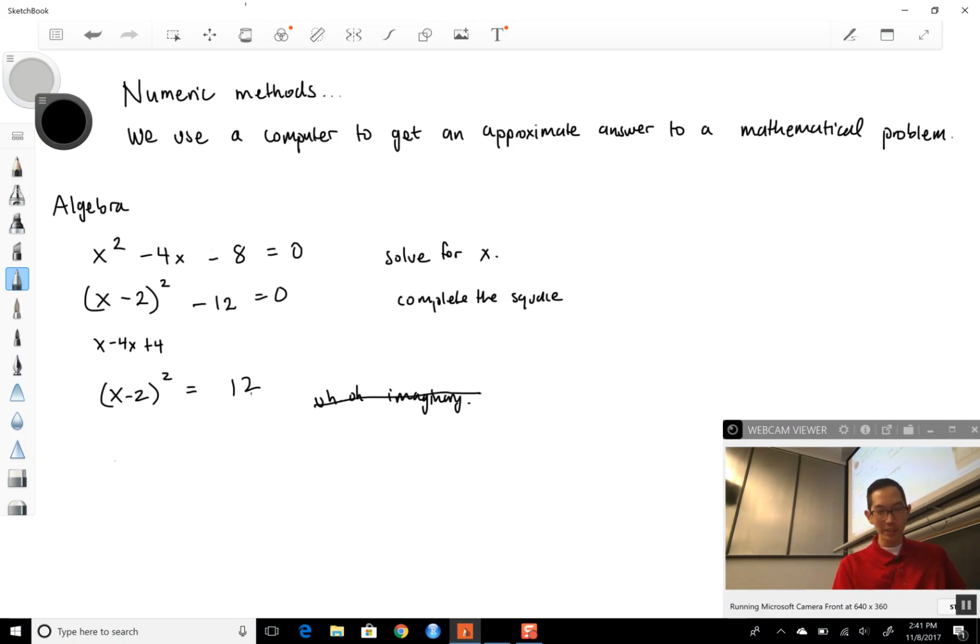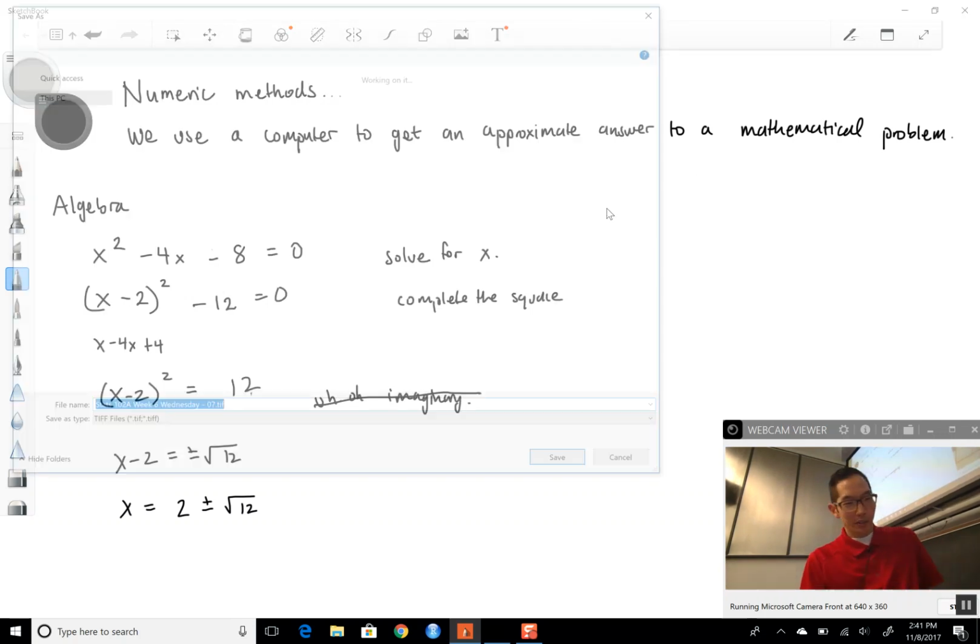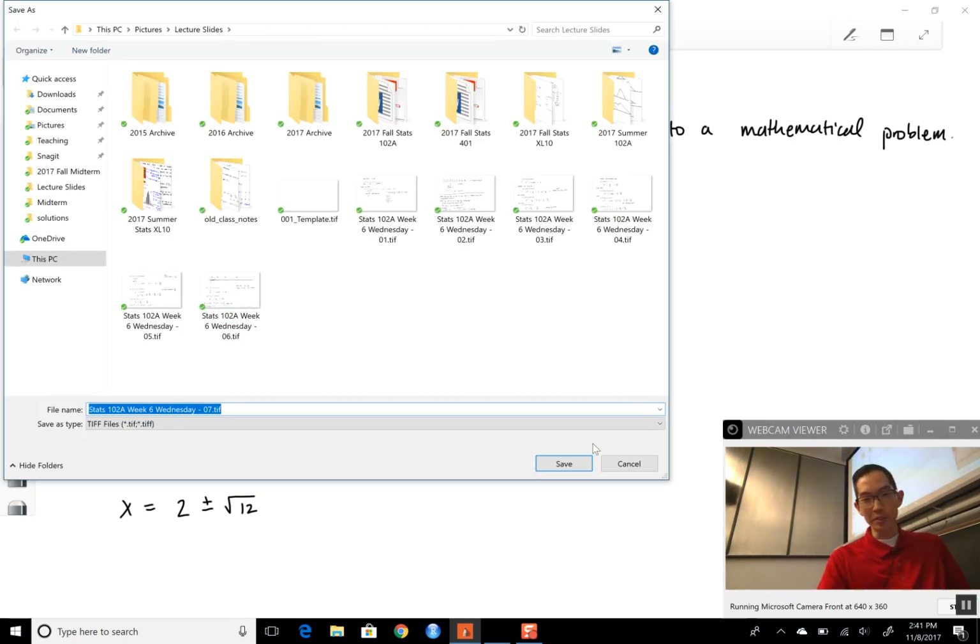And so we got x minus 2 is equal to the square root of 12, and then we have x is equal to 2 plus or minus root 12. Okay. And I guess you would have gotten that with the quadratic equation, which basically does this.